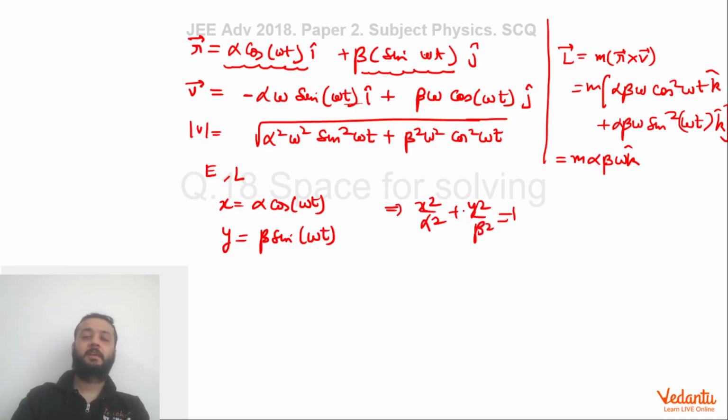So this is an ellipse. This is substantiated by the fact that this is the superposition of two SHMs which are phase shifted by an angle of pi by 2, and their amplitudes are alpha and beta. Alpha is the amplitude along the x-axis and beta is the amplitude along the y-axis. So overall motion comes out to be elliptical in nature. This is a known fact. So we could have used this logic also to arrive at the conclusion.